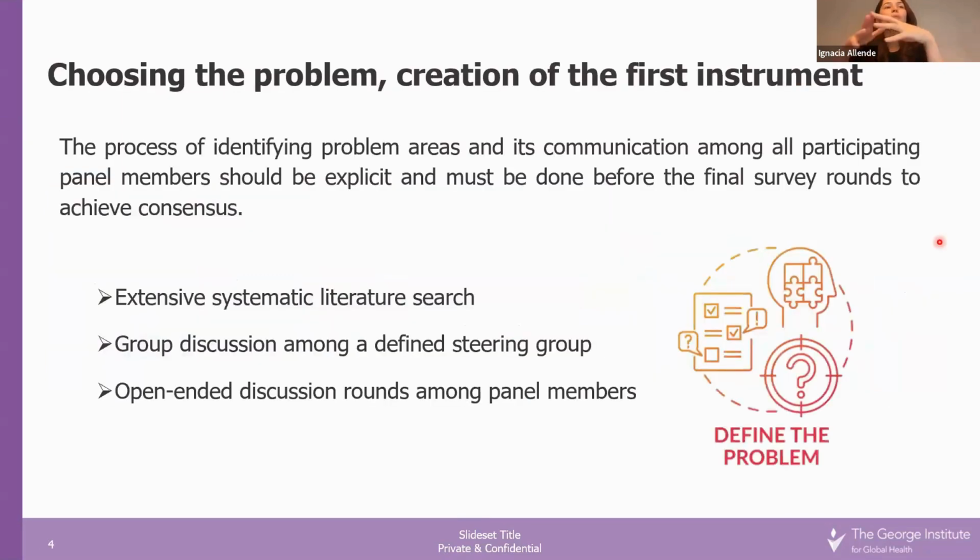So how do we choose the problem, or how do we create the first instrument? The important thing is that it must be stated before we begin the Delphi round. And we can do various things. For example, if you try to define a disease, it will be good to do a systematic literature search to see how others have defined that disease previously. But you can also do group discussions among a steering group, or, for example, if you try to develop recommendations to implement some intervention, it will be good to have the panel of experts that you already chose have open-ended discussions, and then create your instrument.